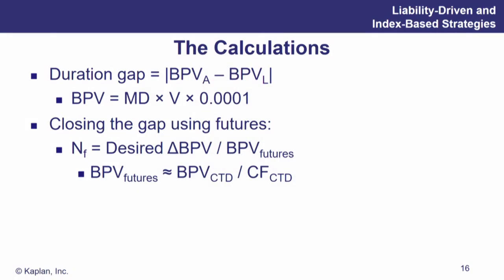What if they don't give you the BPVs? You calculate them as modified duration times value. A BPV means 1 basis point, times 0.0001 is your delta R for a BPV. This is, of course, also called basis point value or price value of a basis point. How could I close the gap using futures contracts?